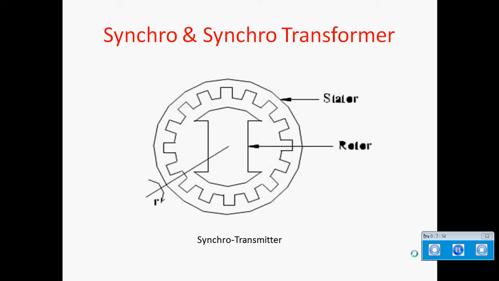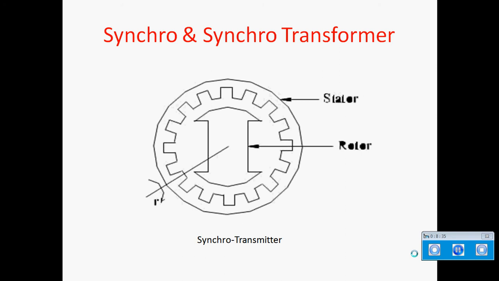The stator is identical to the stator of a three-phase alternator. It is made up of laminated silicon steel and slotted on the inner periphery to accommodate a balanced three-phase winding. The stator winding is concentric type with the axes of the three coils placed 120° apart. The stator winding is star connected.